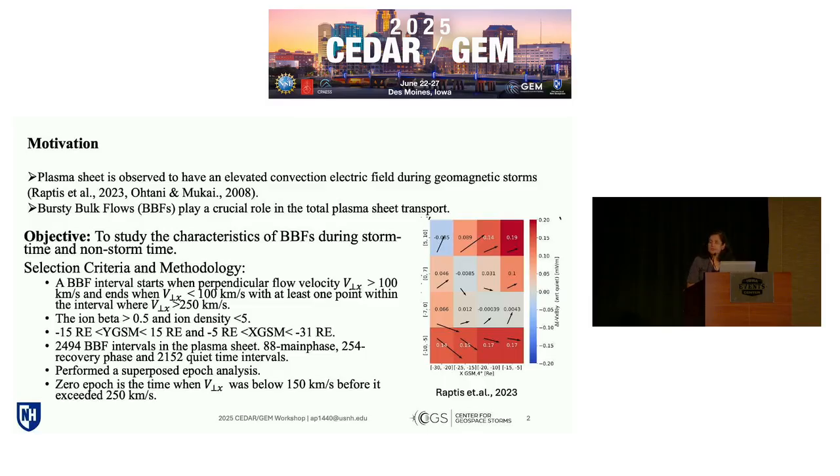Using all these criteria, we identified approximately 2,500 BBF intervals in the plasma sheet, of which 88 are main phase, 254 are recovery, and 2,152 quiet time intervals. And we performed a superposed epoch analysis of these intervals, separating them into main, recovery, and quiet time intervals, with the zero epoch defined as the time when V perp x is below 150 km per second before it exceeds 250 km per second.